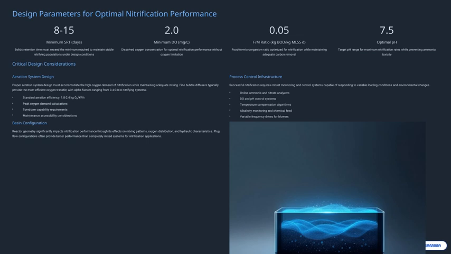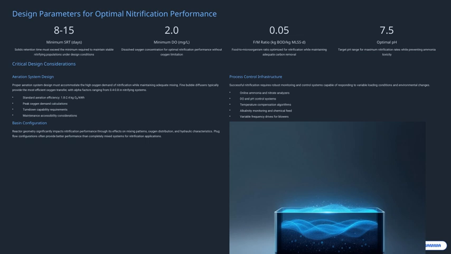Process control infrastructure is essential for stable operation. This includes online ammonia and nitrate analyzers, DO and pH control systems, and temperature compensation algorithms. Monitoring alkalinity and implementing chemical feeds, along with variable frequency drives for blowers, help maintain optimal conditions.